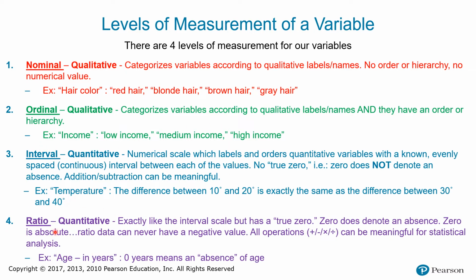However, at the last level, and our second quantitative variable level, is the ratio level. And this is exactly the same as the interval level, only 0 does denote an absence. There is a true 0 here. 0 is absolute. Ratio data can never have a negative value because 0 is the end of the line. Whereas at the interval level of measurement, we can have negative values, like -2 degrees. Also at the ratio level, all operations can be meaningful for statistical analysis. So addition, subtraction, multiplication, and division can all be meaningful.